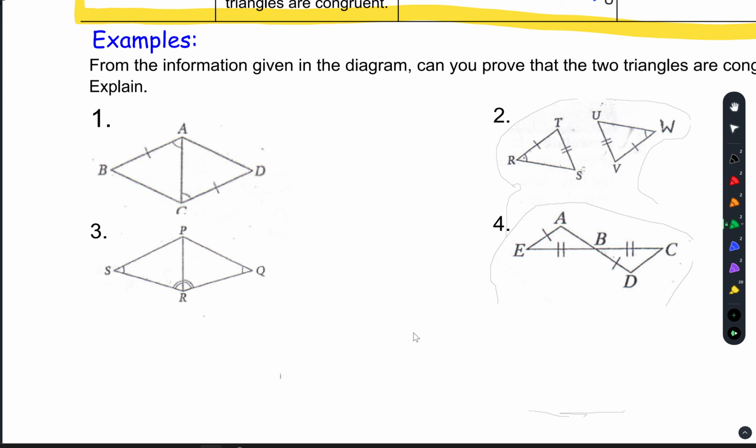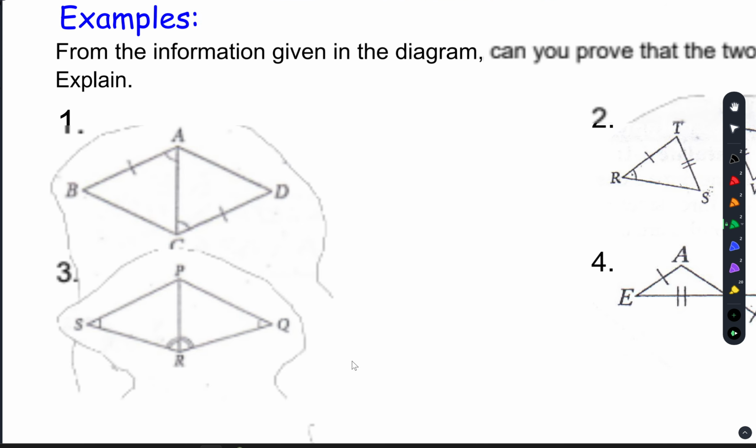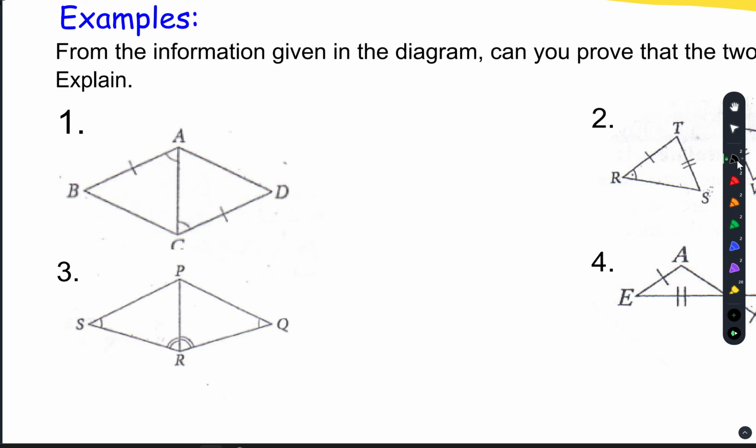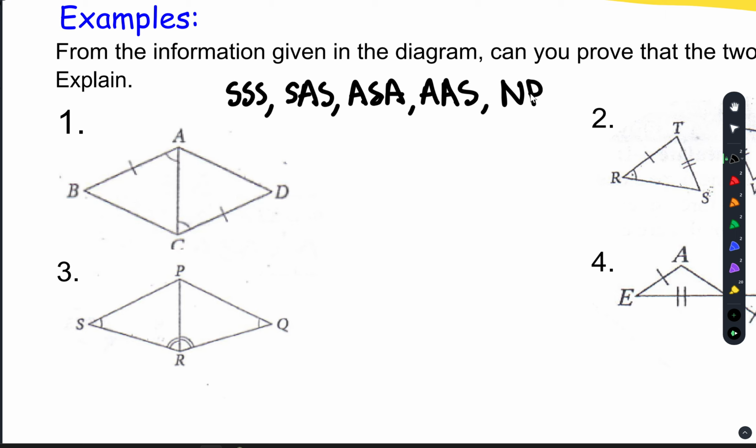From the information given in the diagram, can you prove that the 2 triangles are congruent? We're going to explain. So in example 1, what I recommend that we do for the first part here is we list out our 4 reasons. So our 4 reasons are SSS, SAS, ASA, and AAS. In your homework, maybe not today, but in the future, you will also see NP, which just stands for not possible. Okay, so if you see NP, that means not possible.